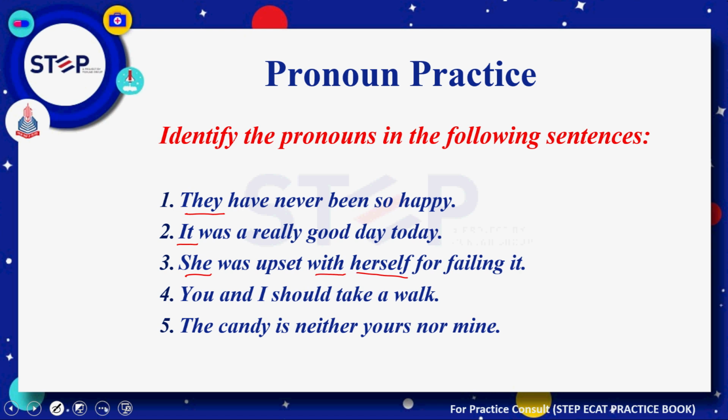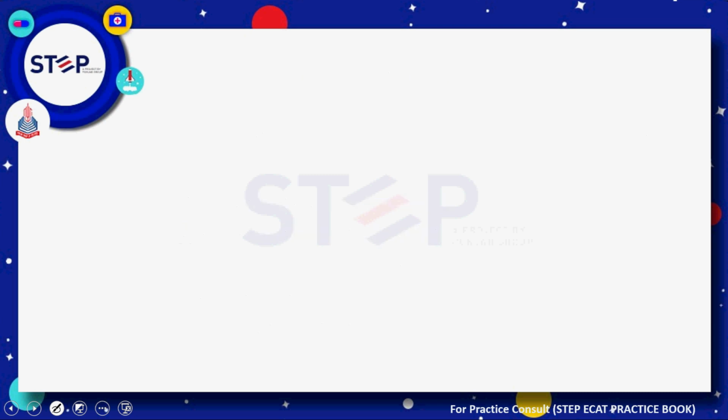"You and I should take a walk." Over here, this "you" is a pronoun, and "I." In the case of pronouns, we are certainly supposed to keep in mind the cases of pronouns, because pronouns can appear before us in three forms: subject cases, possessive cases, and object cases. "The candy is neither yours nor mine." So these "yours" and "mine" are also pronouns, possessive pronouns.